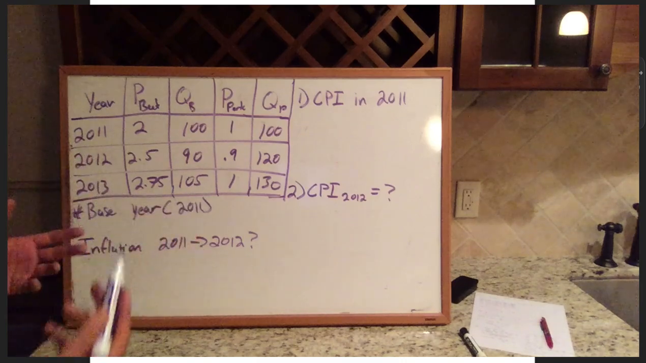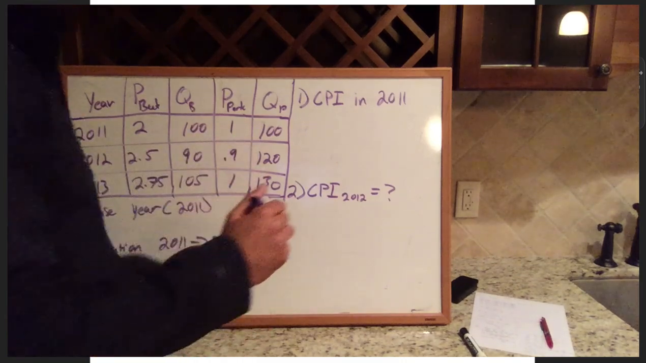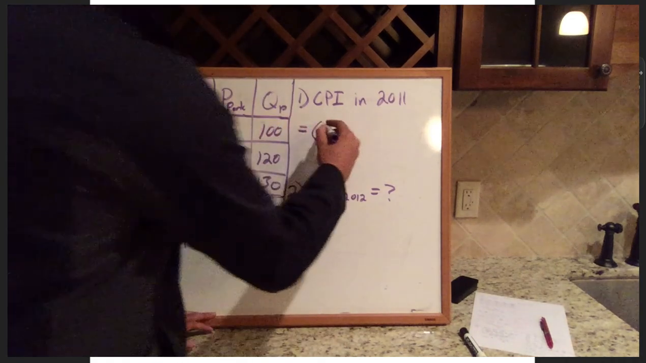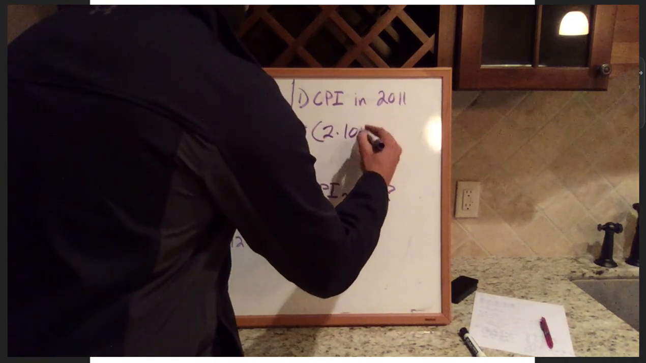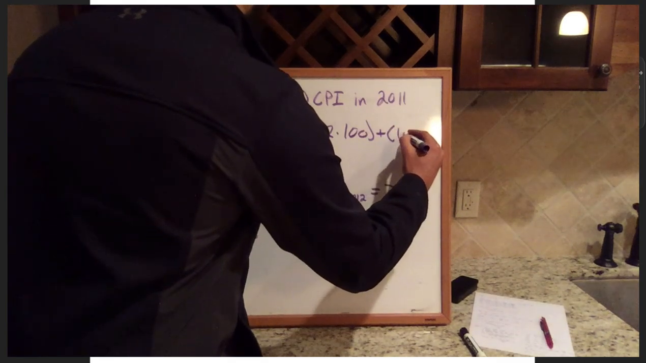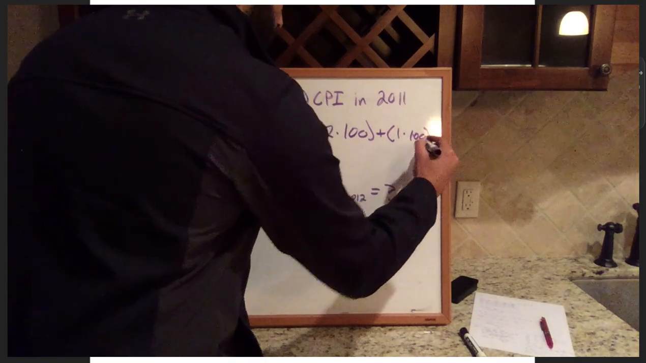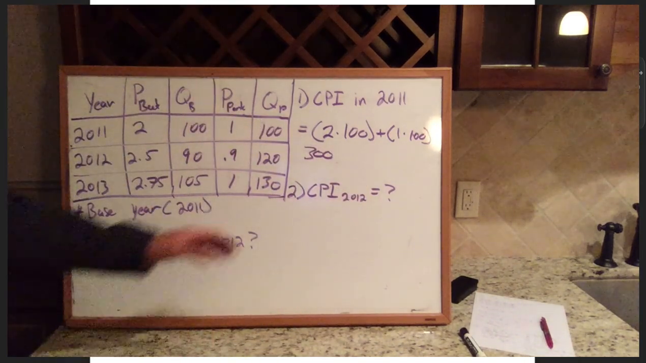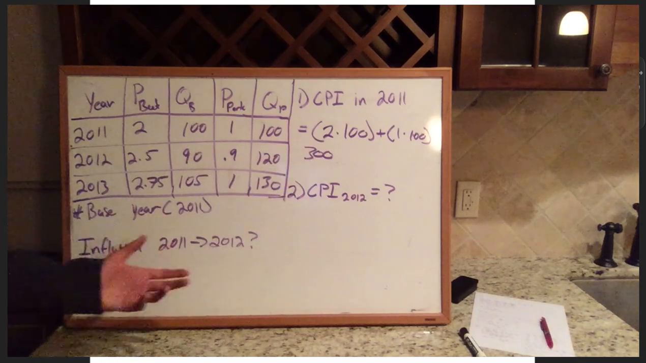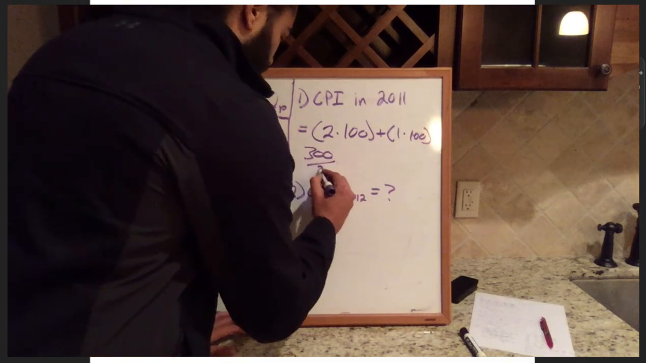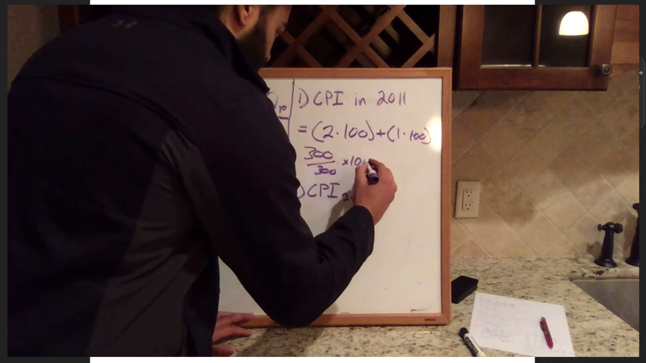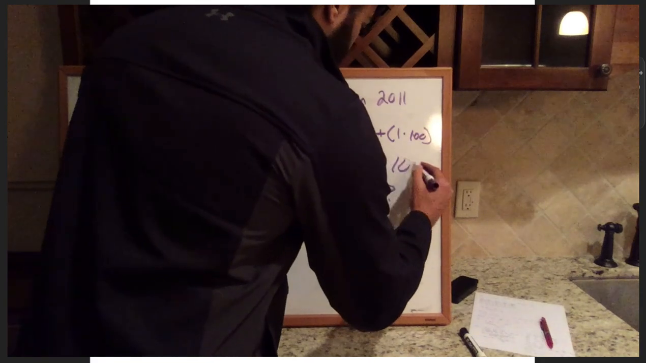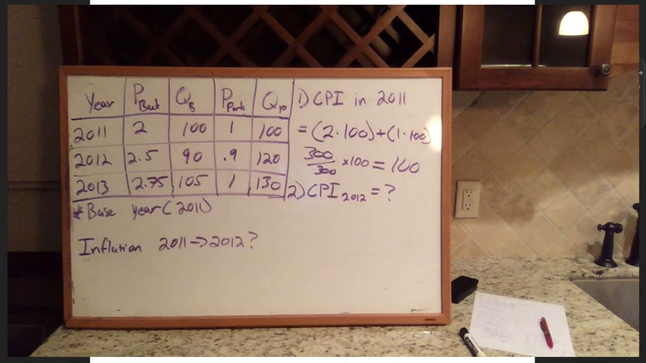Before we even get there, we're going to do the calculations just so you guys trust me. We're just looking at this first row. So 2 times 100 plus 1 times 100, which equals 300. Our base year, so the cost of the basket is 300. We're going to divide it by the cost of the basket itself, which is 300, multiplied by 100. And what this is going to give us is 100. So our CPI in 2011 is 100.